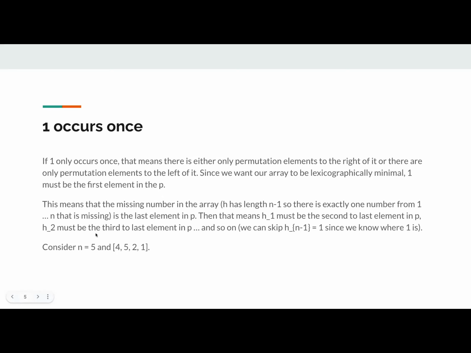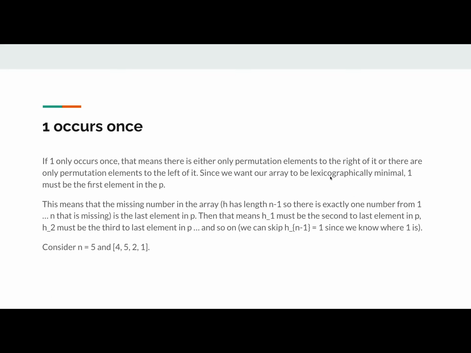So if the number one only occurs once, that means there are only permutation elements to the right of it, or there are only permutation elements to the left of it. Because if there are permutation elements on both sides of one, that means that one would get written down twice, right? Because when the number to the left is removed and when the number to the right is removed, they'll both result in one getting written down. But since one only occurs once, we know that one of those two cases won't happen. So there's only elements to the left of it or only elements to the right of it.